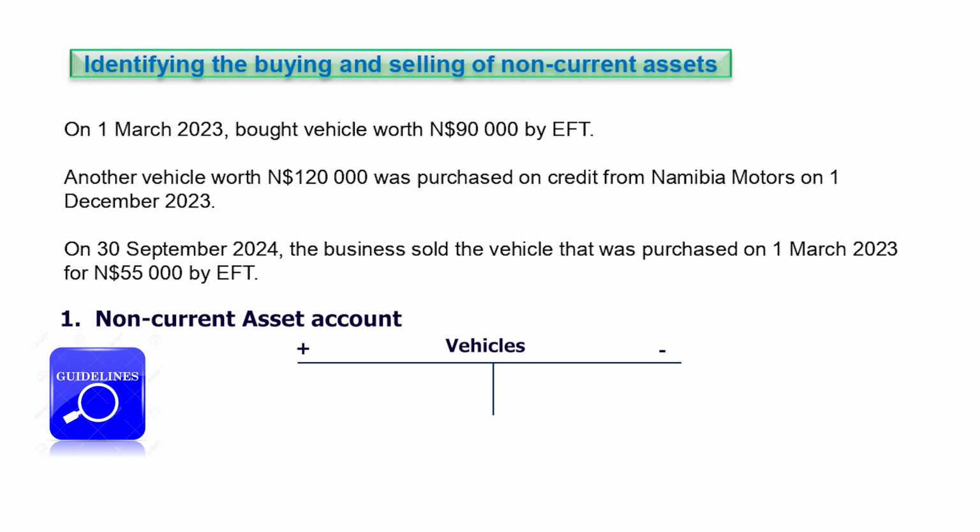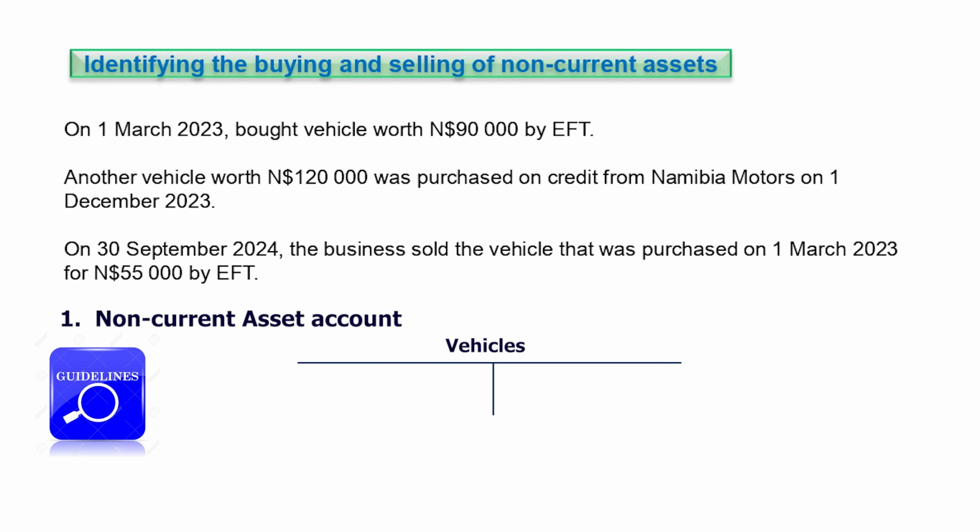We will now go through the information again, just for us to point out, did we buy or did we sell? And these are very, very basic questions that even a grade 8 will be able to identify. So we start with the first one. On the 1st of March 2023, bought vehicle worth 90,000 by EFT.